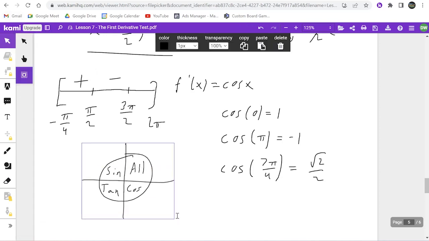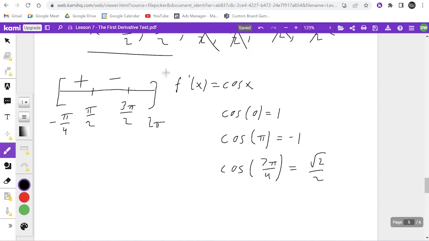So anyways, we got a negative number for that last one. I'm sorry, I meant positive. We got a positive number for that last one. Here's our number line, and immediately I know where it's increasing and decreasing. Where is it increasing? Someone tell me. From negative pi over 4 to pi over 2, and then union 3 pi over 2 to 2 pi.